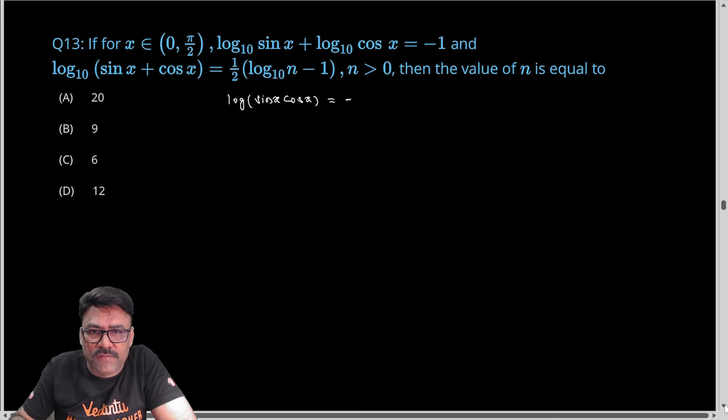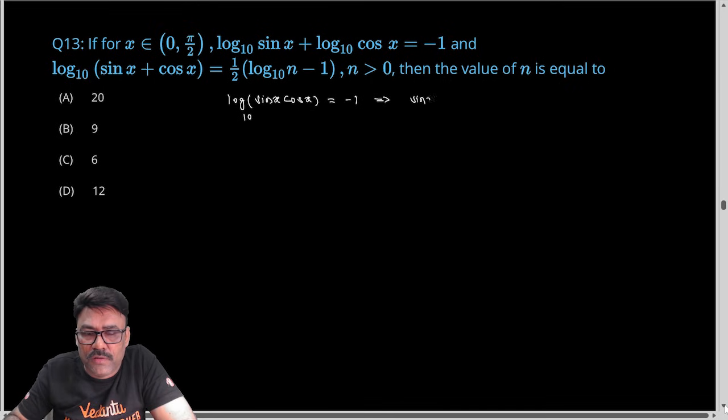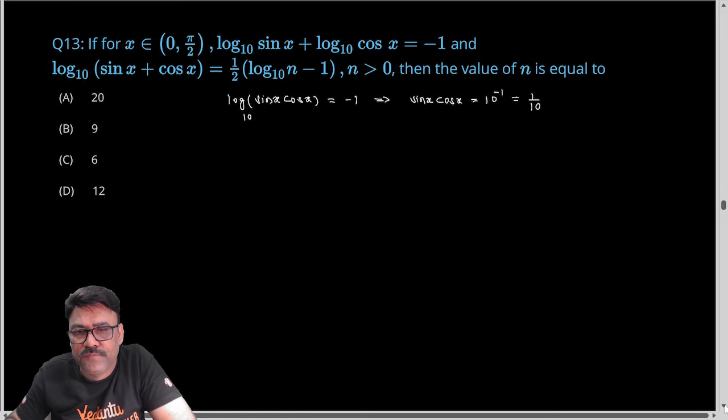And this is minus 1. Base is what? Base is 10. So if I convert log into exponent, means if I remove log here, so sin x cos x is 10 raised to minus 1, or you can say 1 by 10. This is sin x cos x.